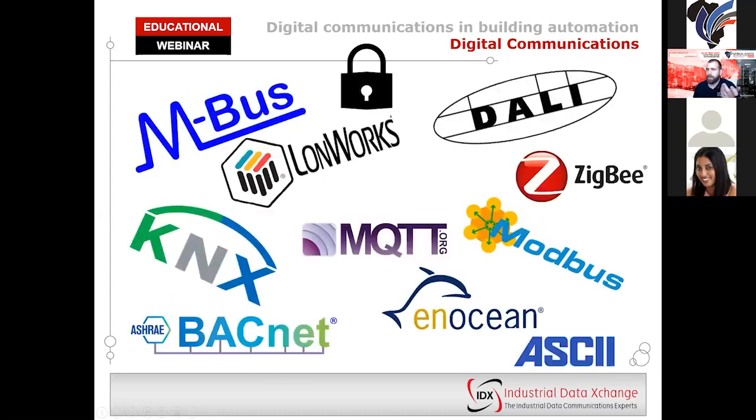So here are some of the logos which you may have recognized. You might have seen it around, heard about it, or it might be new to you. And these are the most common communication languages and standards. The most popular protocols within the building automation sections are typically KNX, LonWorks, and BACnet.